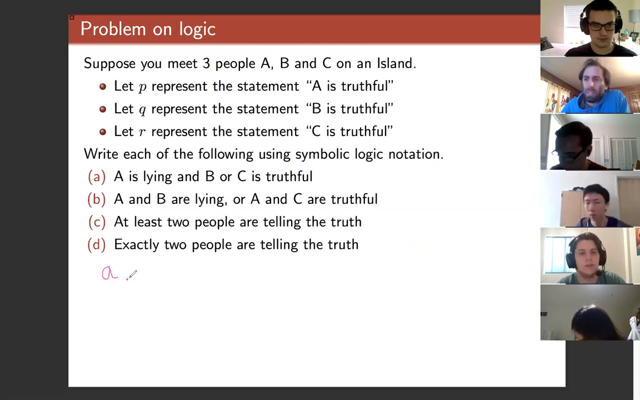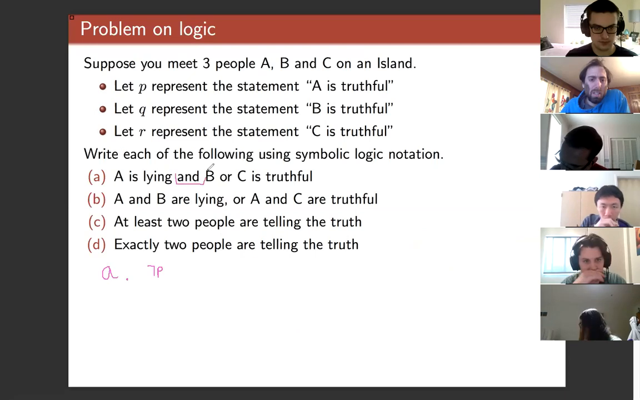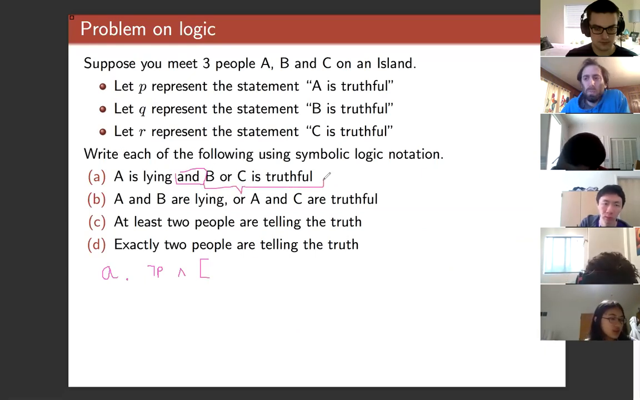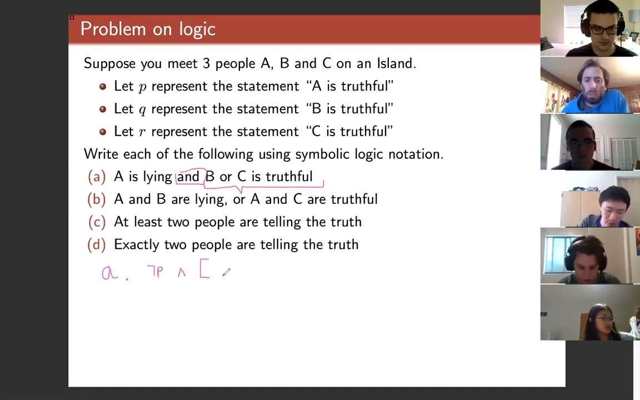Okay, so A is lying. A is lying is the opposite of A being truthful. So if P is A being truthful, then not P is A is lying. So there's not P. Okay, the next part we have this and. So that means we'll use a logical and. And then we have the statement that B or C is truthful. So we can rephrase that as B is truthful or C is truthful. So that would be Q or R.